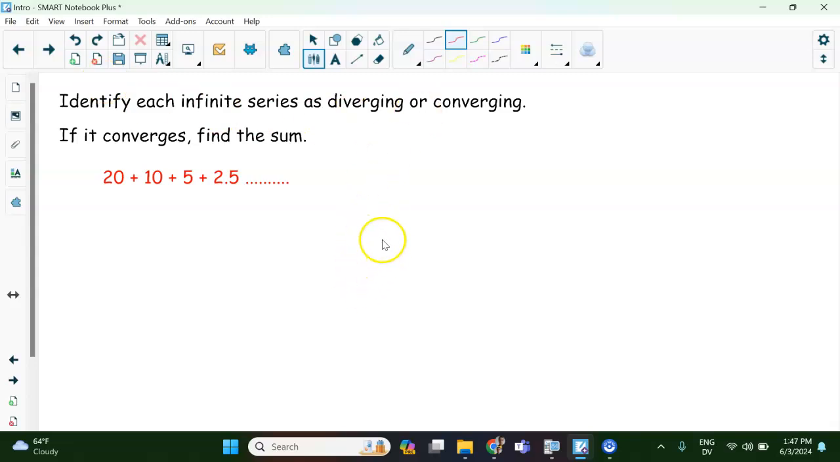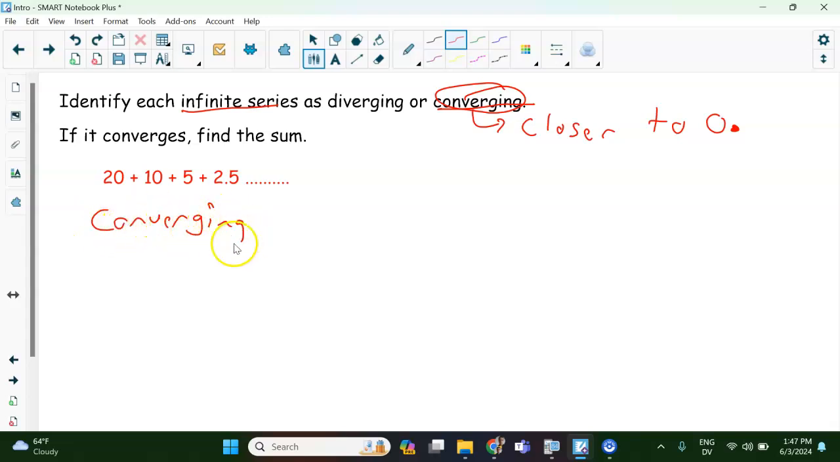Okay, so this would be an infinite series, and you have to say, does it diverge or converge? And then if it's possible, find the sum. Okay, so the trick here is converging. You're getting closer to 0. I always think of converging like if you converge on a cupcake, that means everyone gets really close to the cupcake. So we're converging towards 0. So this one is converging, which means it'll have a sum.